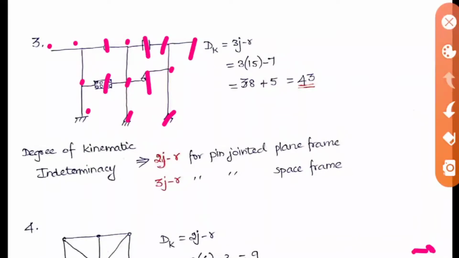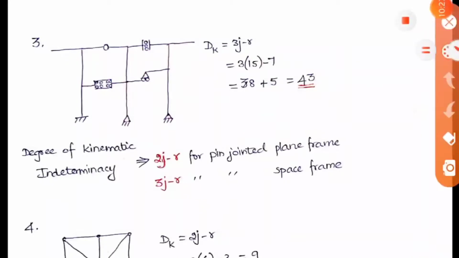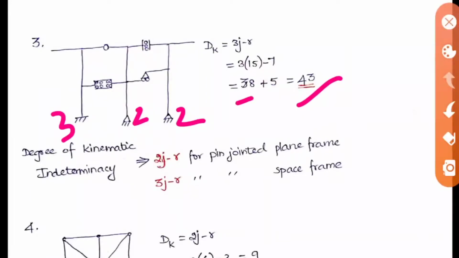Okay, so we got 3 into 15 minus r. So r should be here 3 reactions, and hinged 2, and here also 2, so it is 4, 5, 6, 7. So 3 into 15 minus 7, you will be getting 43 as the answer. Sorry, 38 will be your answer, and plus you have to add the values that are coming from the hinge.